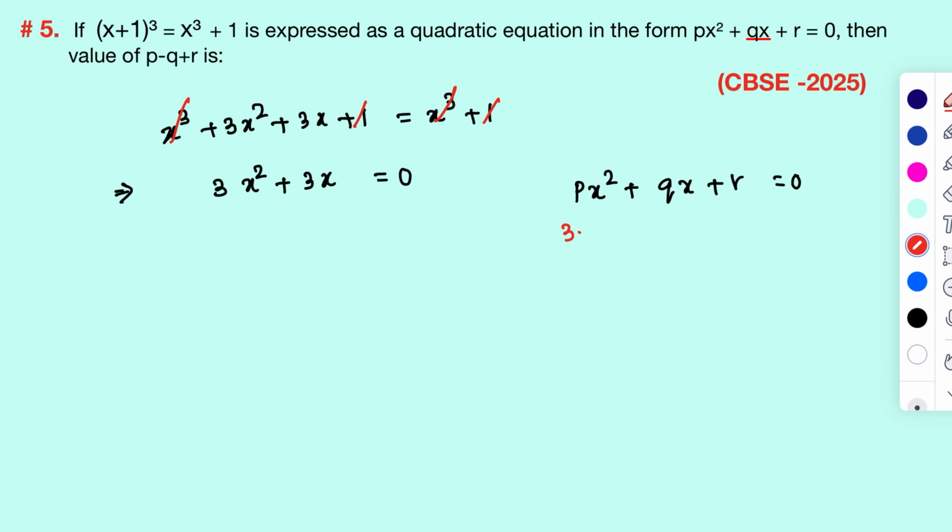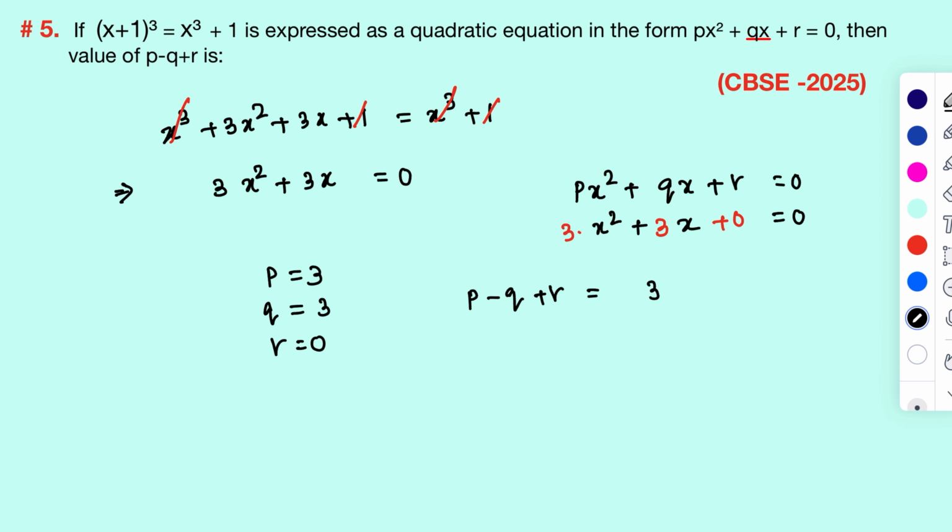Now you write it: here it is 3 and here it is 0. So we will write 3x square plus 3x plus 0 equal to 0. So p is equal to 3 here, q is equal to 3 also, and r is equal to 0. So the value of p minus q plus r will be equal to 3 minus 3 plus 0, which is equal to 0. So the answer is 0 here.